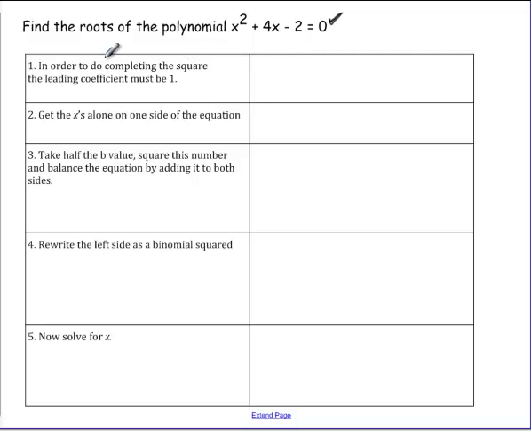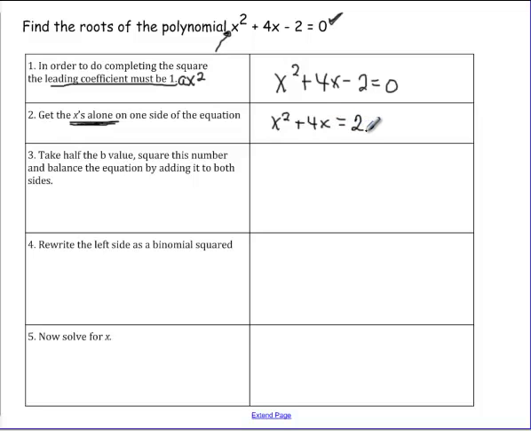All right, so the first step, in order to do completing the square, the leading coefficient must be 1. The leading coefficient is what's in front of the x squared. So let's look. Is that leading coefficient 1? Yes. Excellent. Step 2. Get the x's alone on one side of the equation. Well, this is an x. This is an x. But this 2 is not. So it's going to get kicked to the other side of the equation.